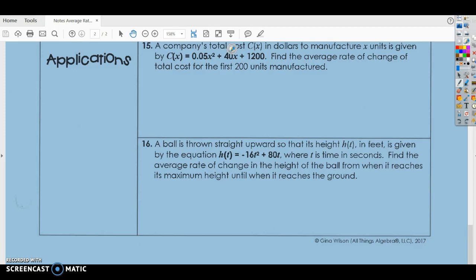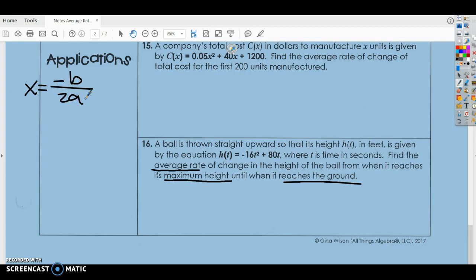Alright, 16. A ball is thrown straight upwards so that its height in feet is given by the equation h of t equals negative 16t squared plus 80t, where t is time in seconds. Find the average rate of change. Again, we're doing the same thing. For a ball that's thrown from when it reaches its maximum height until it reaches the ground. Okay? So, this is a quadratic. You got to think back to Math 2. Last year you found the maximum height of a quadratic by doing negative b over 2a.